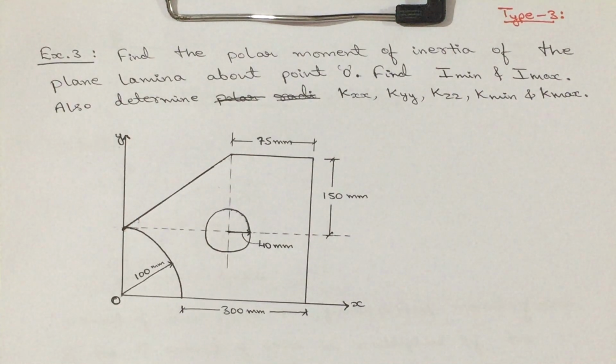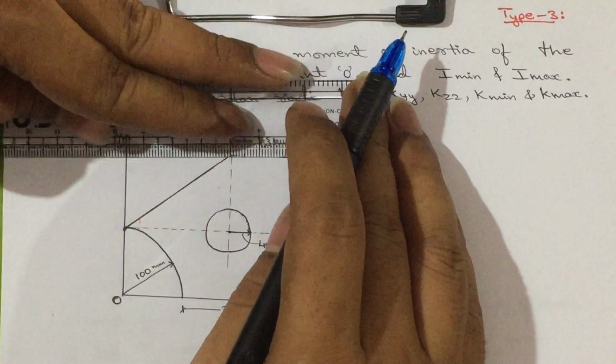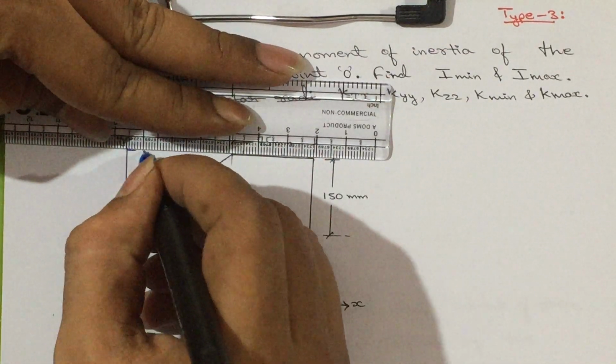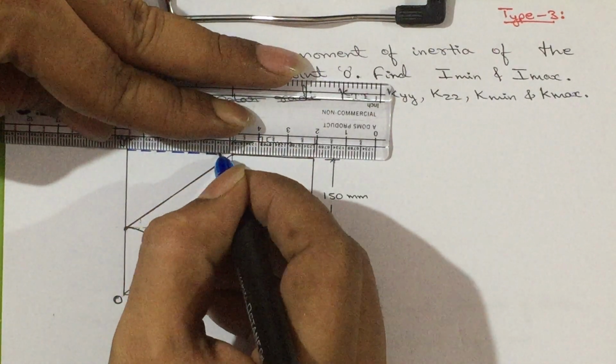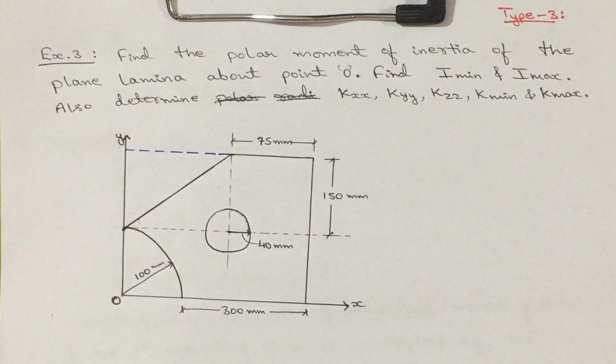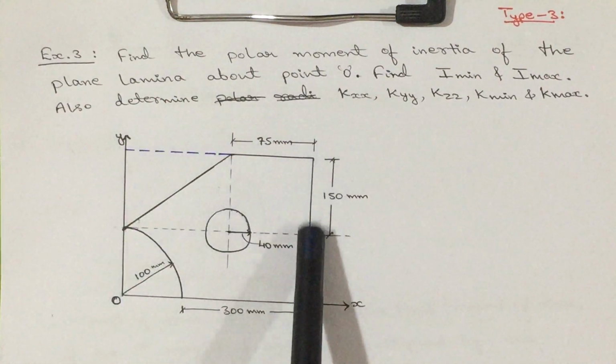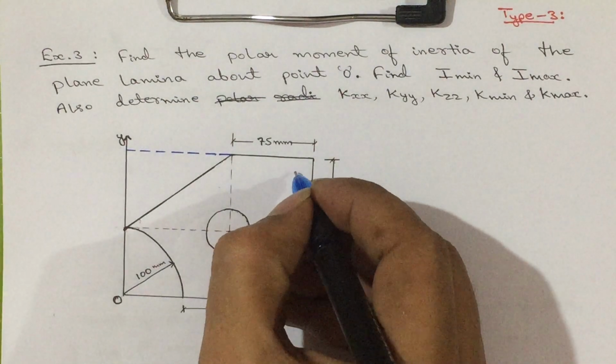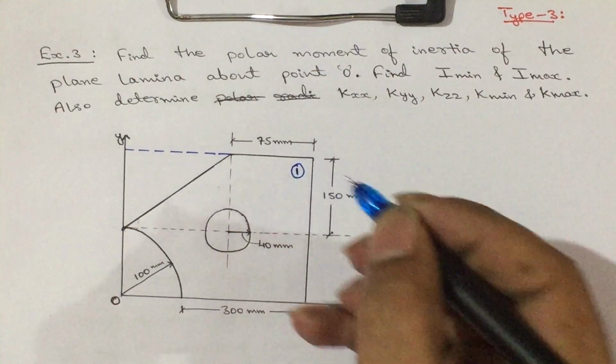So, here we are going to calculate the moment of inertia directly. Before going to that, first we need to divide the complex figure into simple figures and number it. How we are going to divide? I am going to extend this line. What I am going to do means, I am going to take this entire thing as one rectangle, entire thing as first rectangle.